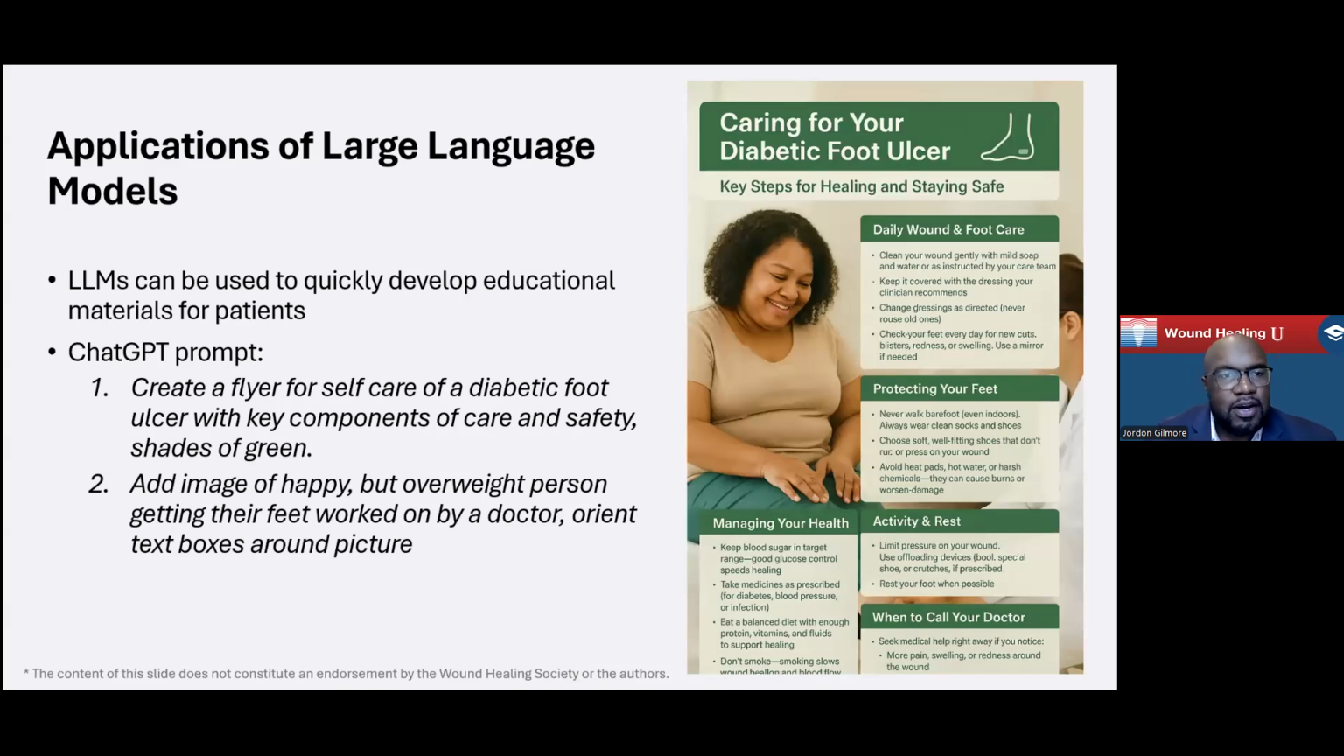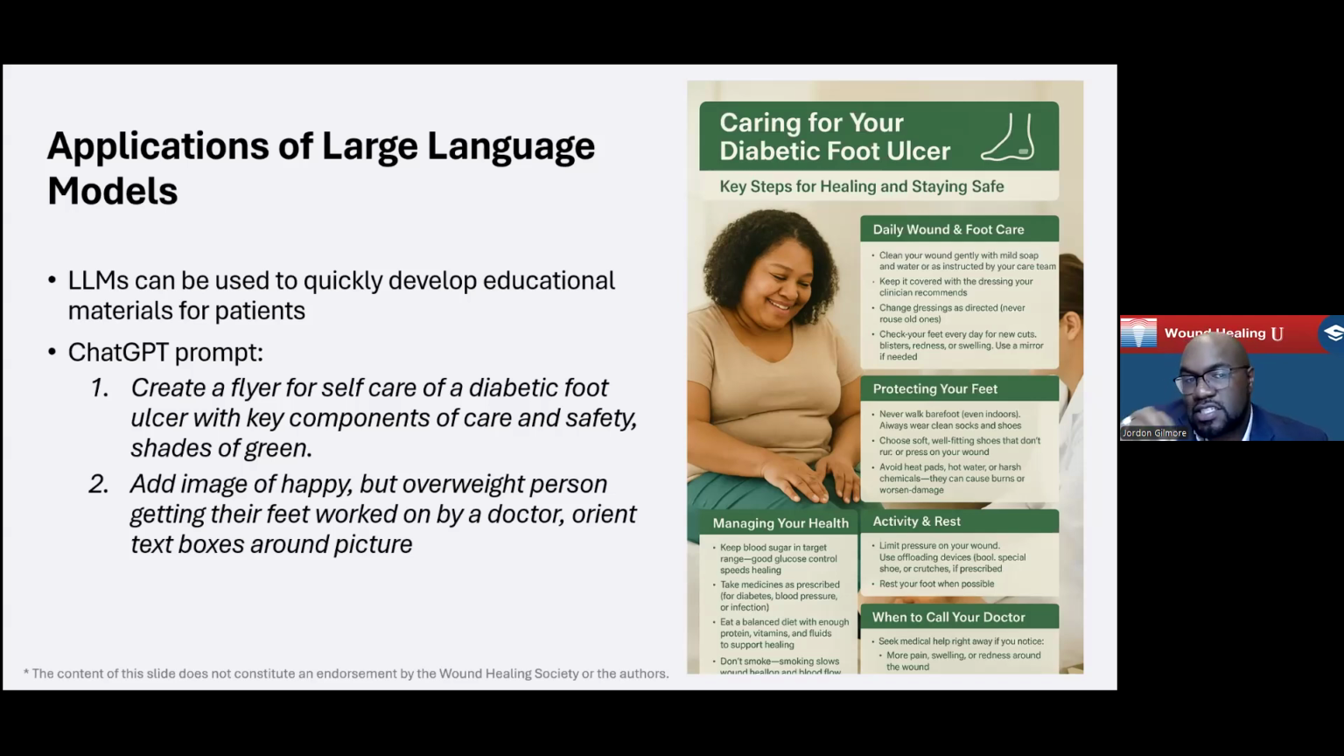Here's that example of the large language model slide I was talking about. Here, just quickly, you can see that this is a flyer that I made quickly in preparation for this. I just put these two prompts into ChatGPT: create a flyer for self-care of diabetic foot ulcers with key components of care and safety. And then I even put a design element in there in shades of green.